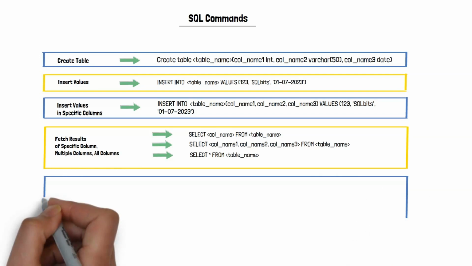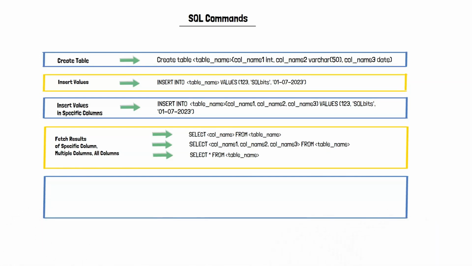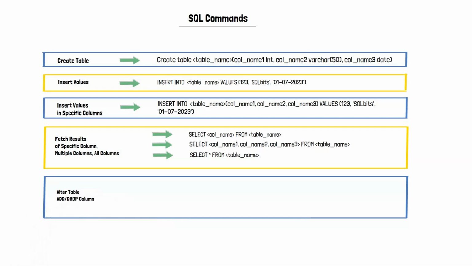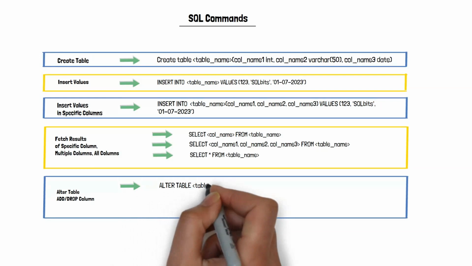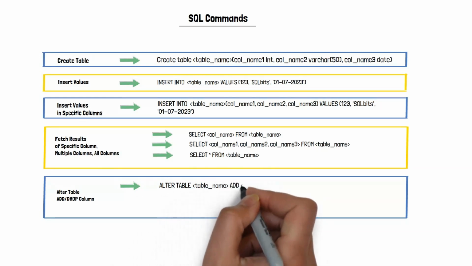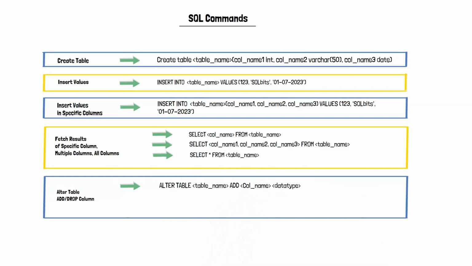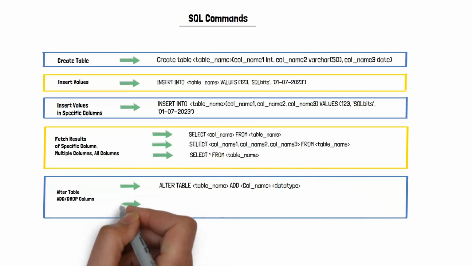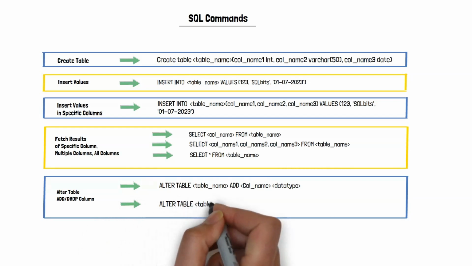Okay, let's come to alter commands. Okay, so alter commands are used to add or modify or delete columns in an existing table. Okay, so the syntax would be alter table name, add column name, and the data type. Okay, so this is where you are adding a new column in the table, and you have defined the data type of that column also.